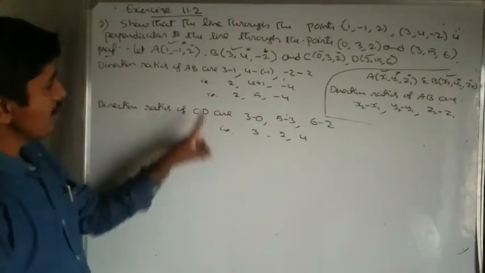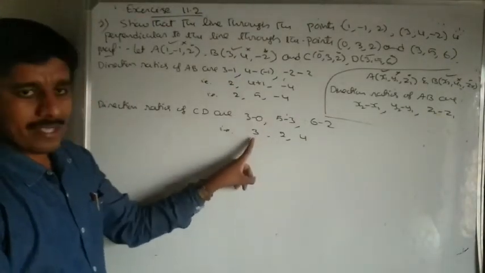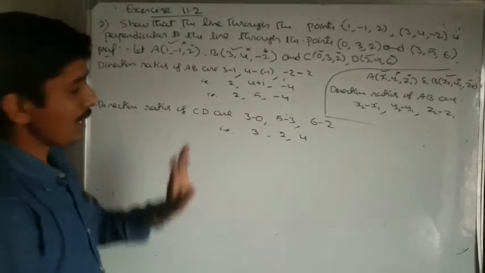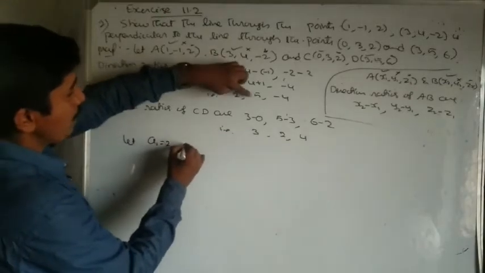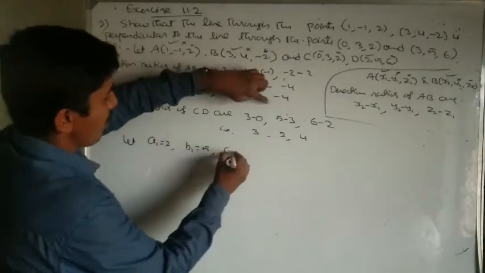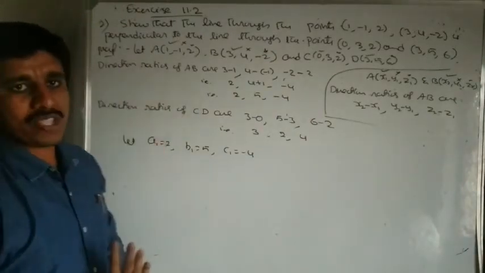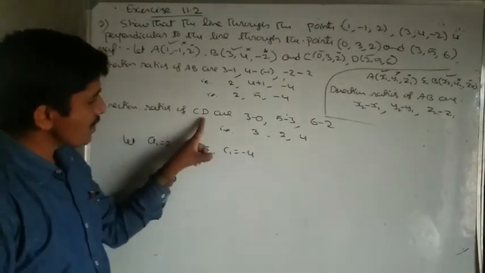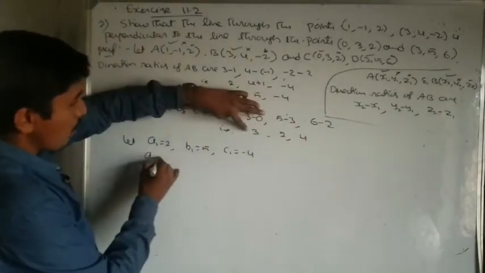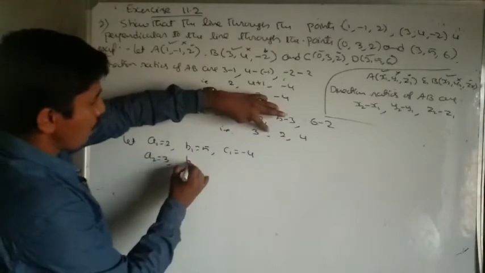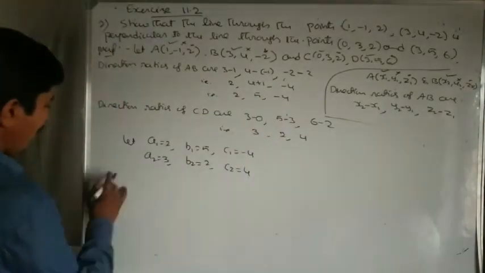So here I am taking direction ratios of AB and denoting them A1, B1, C1. The direction ratios of CD I am denoting A2, B2, C2. A1 equal to 2, B1 equal to 5, C1 equal to minus 4. A2 equal to 3, B2 equal to 2, C2 equal to 4. Correct. Now the condition you take.